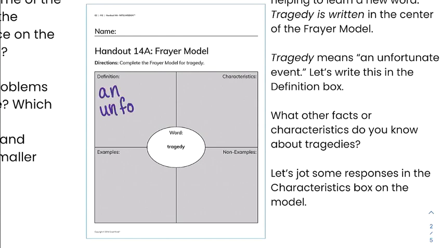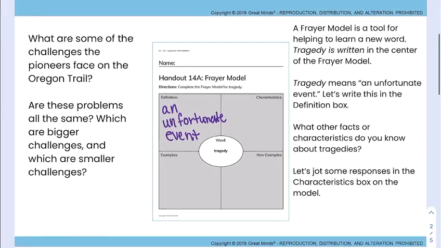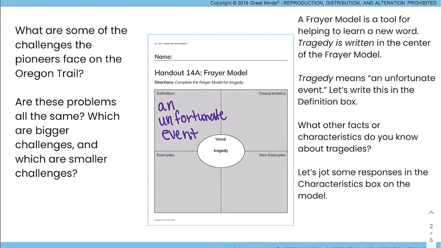Unfortunate event. Many of you probably have heard the word tragedy used in situations that are not very good. Some bad things happen, sad things happen. They're all just very unfortunate.